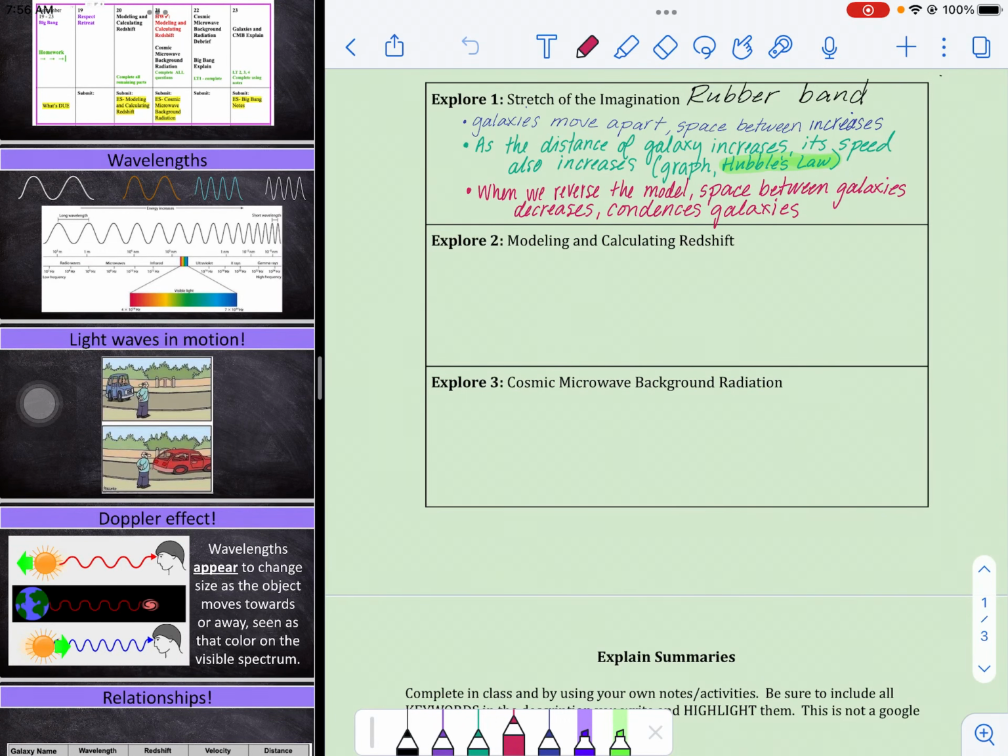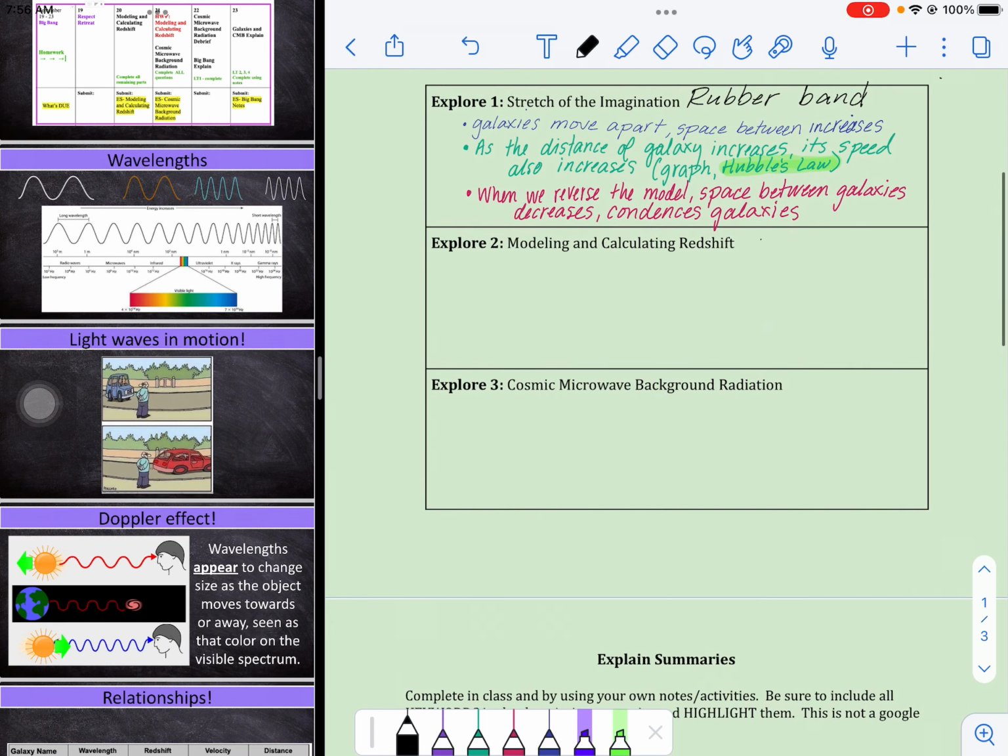So as we're wrapping up our second explore activity here, modeling and calculating redshift, a couple big ideas we want to pull in from this activity. Our big idea here, we had the rubber band. It's kind of our first demonstration. This one was the people walking, right? But also that car sound. Those were kind of our two things that we connected here.